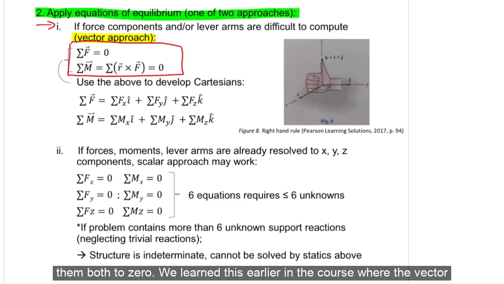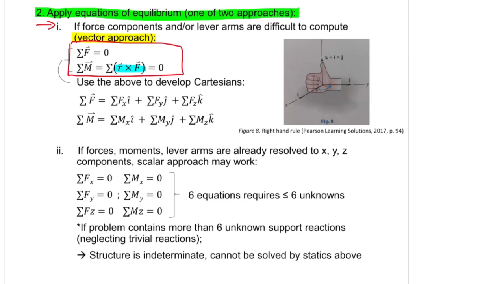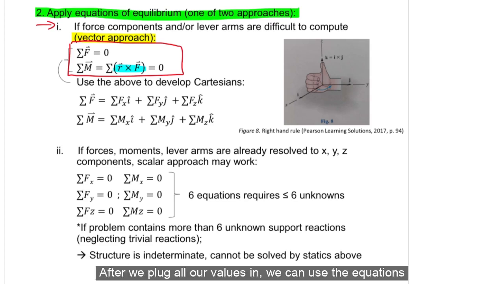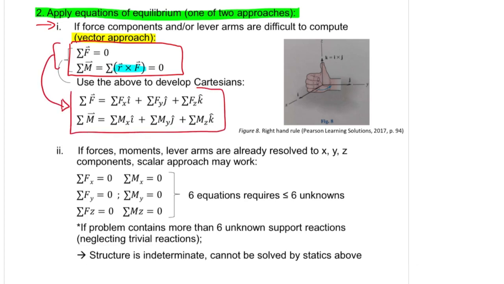We learned this earlier in the course, where the vector moment is also equal to the position vector cross the force vector. After we plug all our values in, we can use the equations we just set up and write out the equations in Cartesian form.